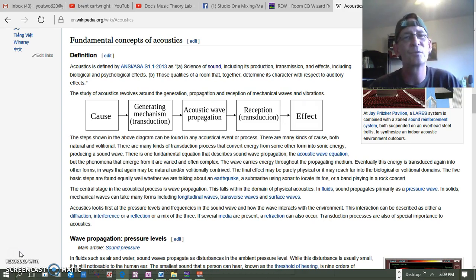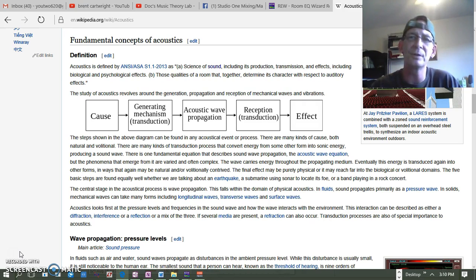There you are. So you've got a science of sound, including its production, transmission, and effects, including biological and physiological effects. That's a huge arena. You're talking about the production of sound, the transmission of sound, there's your signal flow, and effects, anything that can be affecting the sound. You really have to look at that statement and understand what they're saying when they're talking about the fundamental concepts of acoustics.